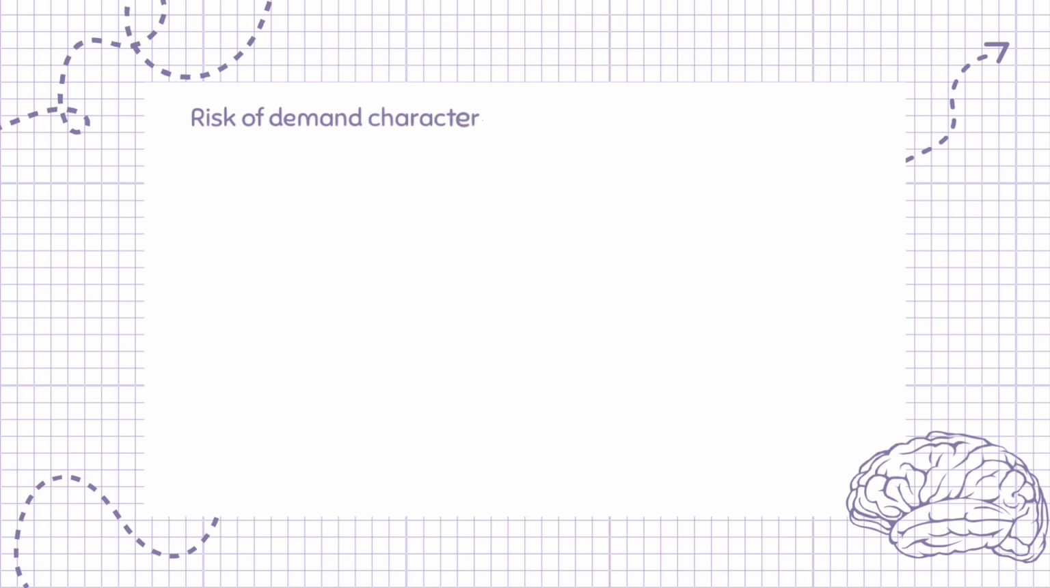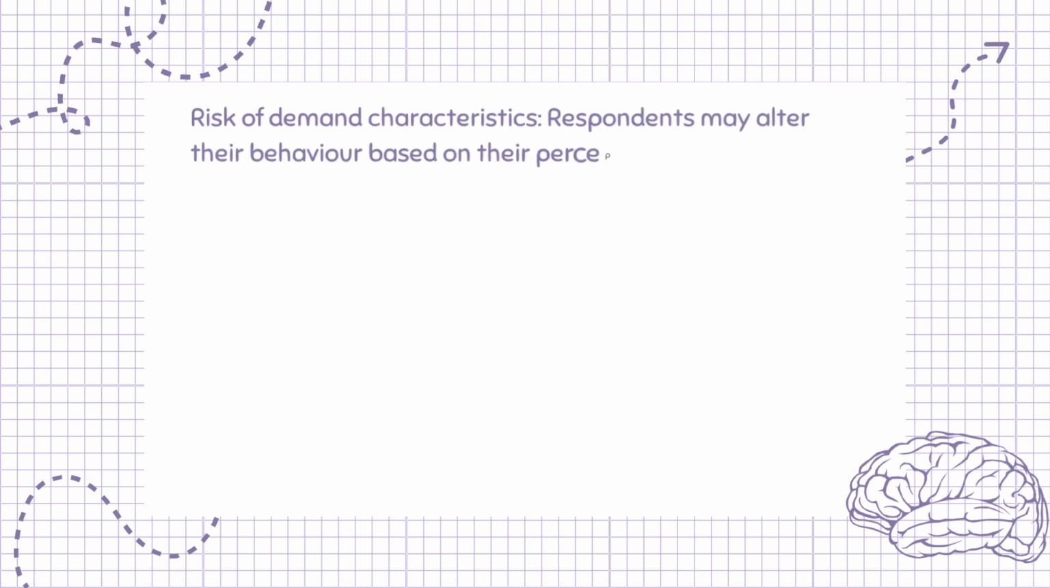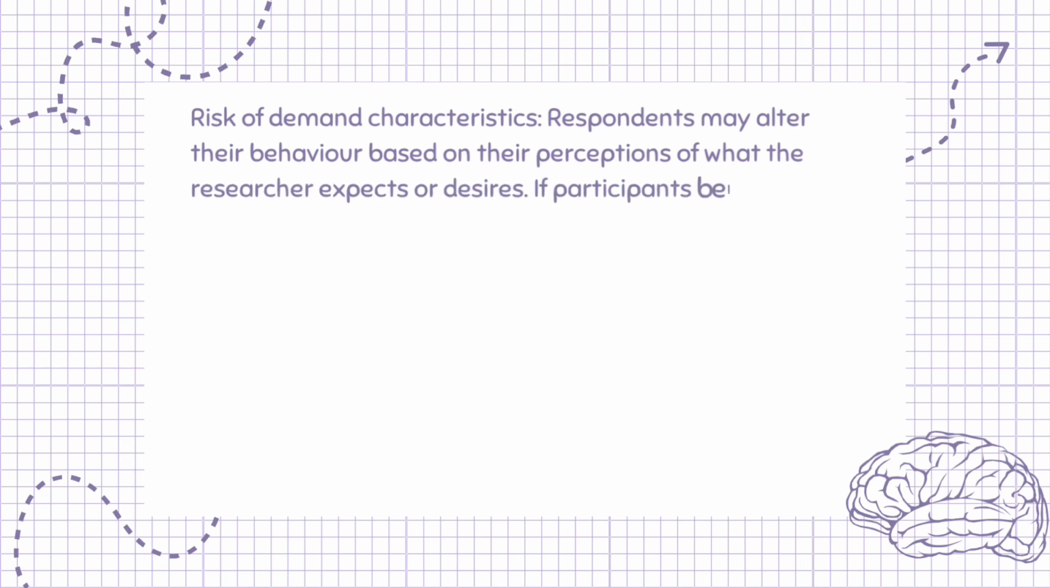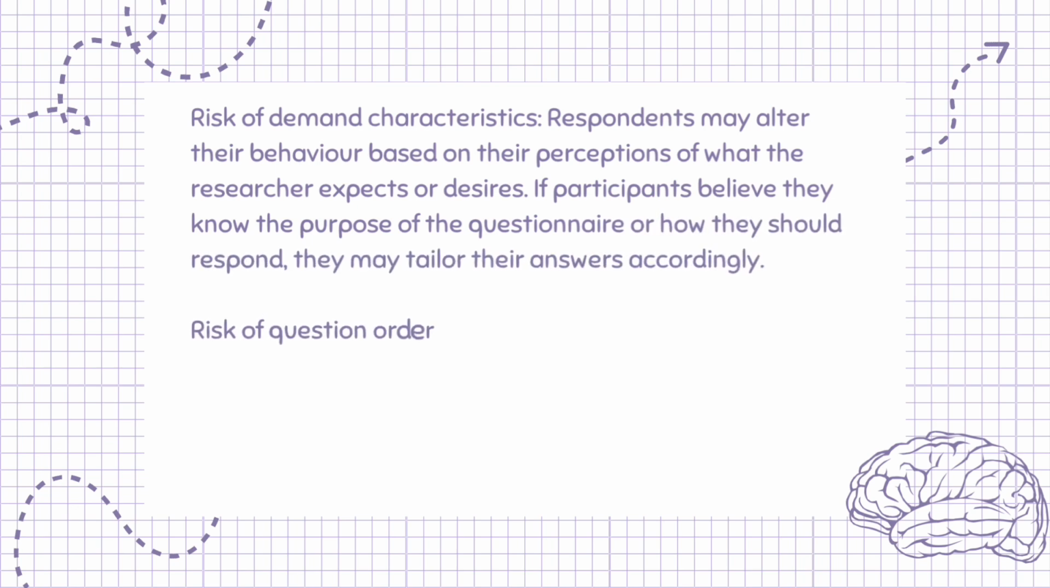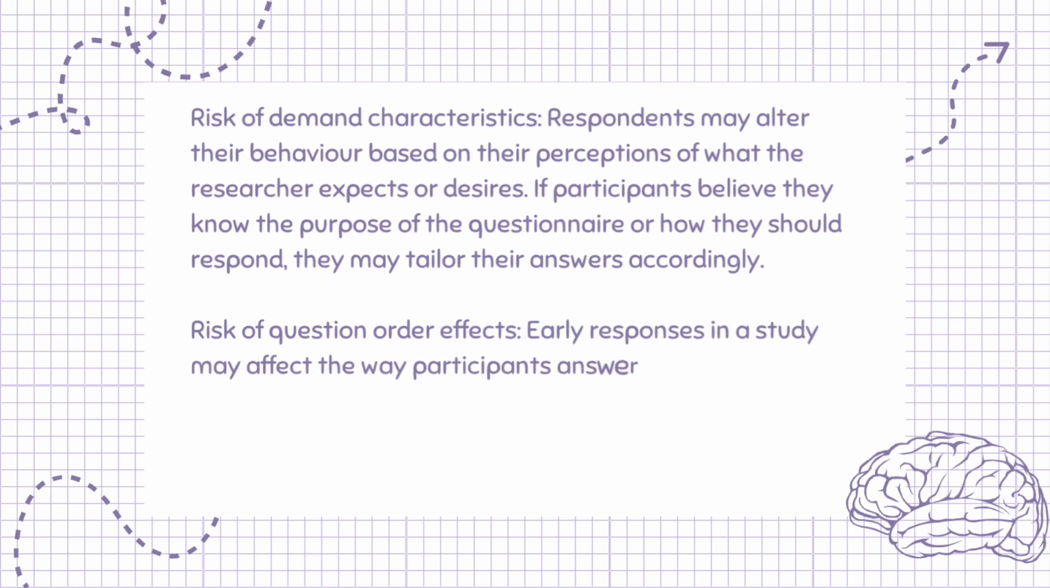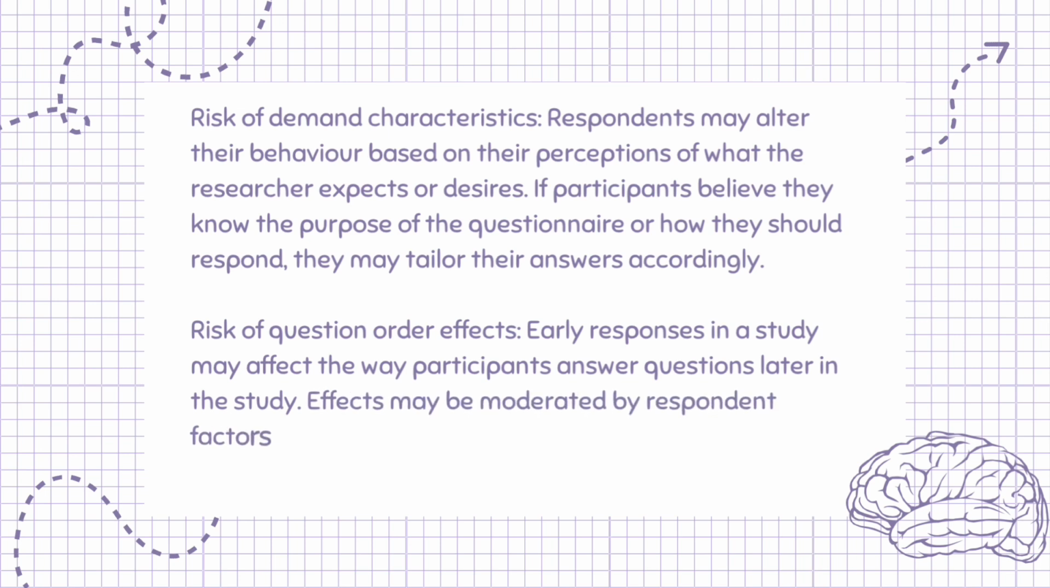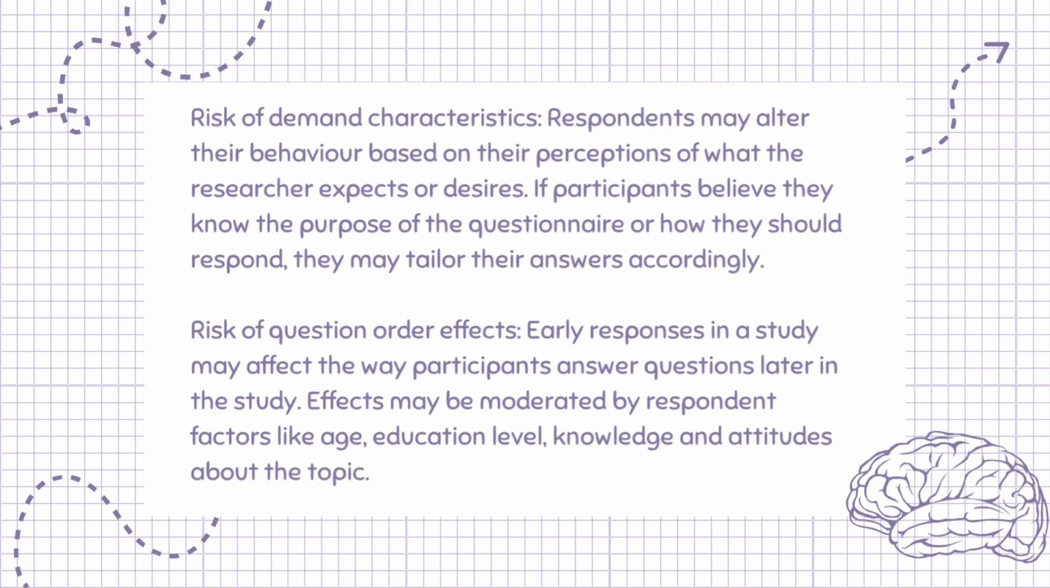Risk of demand characteristics. Respondents may alter their behavior based on their perceptions of what the researcher expects or desires. If participants believe they know the purpose of the questionnaire or how they should respond, they may tailor their answers accordingly. Risk of question order effects. Early responses in a study may affect the way participants answer questions later in the study. Effects may be moderated by respondent factors like age, education level, knowledge, and attitudes about the topic.